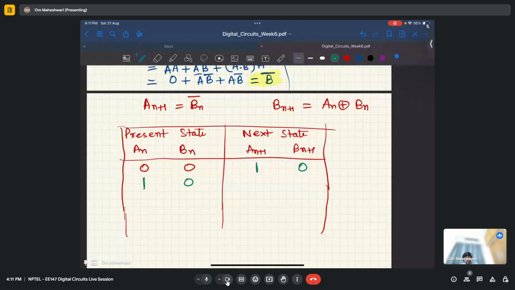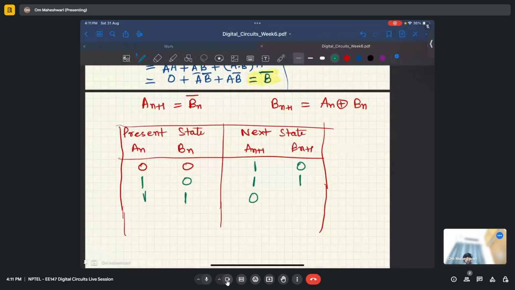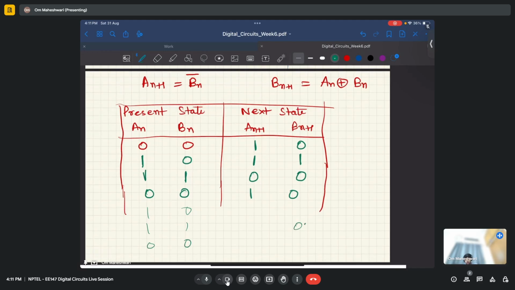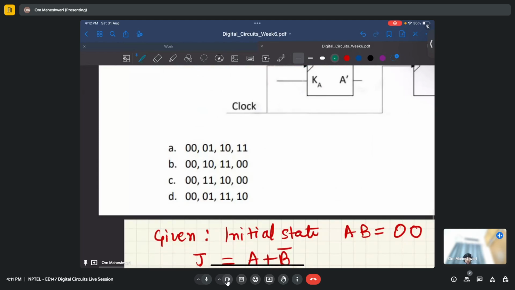Bn plus 1 is Bn bar again. This is XOR, so 1 1. Bn bar is 0, so this is 0 0 0. Then this 0 0 will again become 1 0, and this cycle will repeat: 1 0, 1 1, 0 0. It will be like 0 0, then 1 0, then 1 1, and this repeats. So our output will be 0 0, 1 0, 1 1 and 0 0. It is option B.